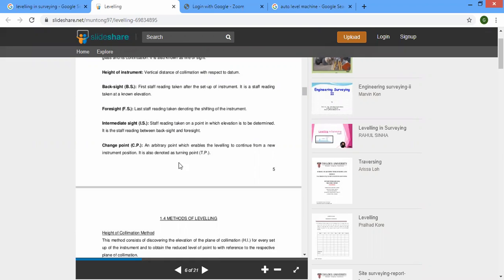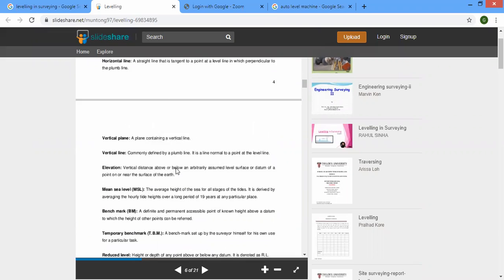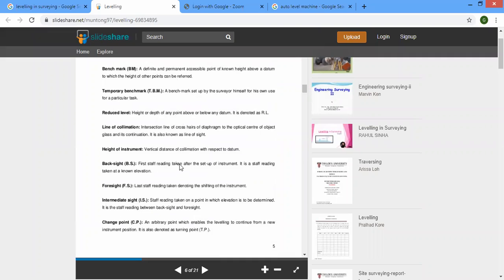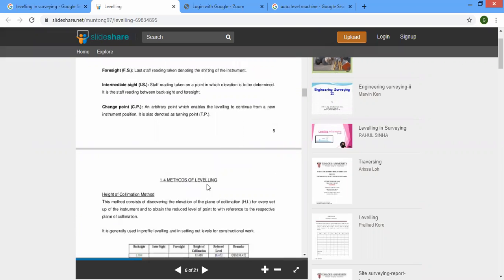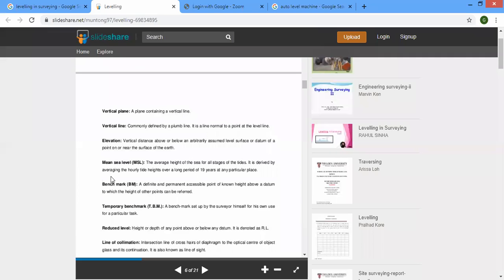So these are the basic definitions which we use in leveling. I will share these basic definitions. Go through them. Then we will go for the methods of leveling, how to perform the leveling, how to record the readings, and how to determine the level of the points on the ground with respect to the benchmark or the datum. That I will explain in the next class. Go through these definitions first.